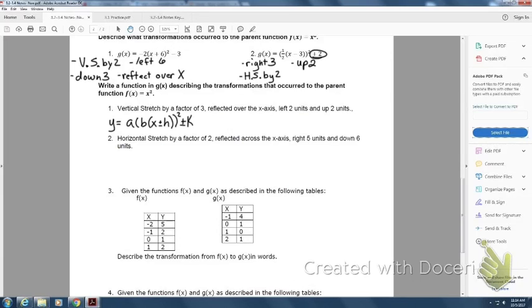So first it says vertically stretched. So Pauline, a vertical stretch, is that the A or the B? The A. Okay. And then it says vertically stretched by 3, so I'm going to put 3 in there for A. After that it says it reflects over the x-axis. So Aaron, does my A or my B need to be negative? It reflects over the x-axis. So does the 3, the A value up there, or does the B need to be negative if it reflects over the x-axis?